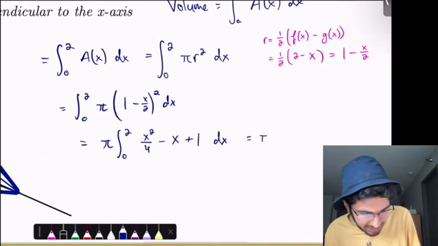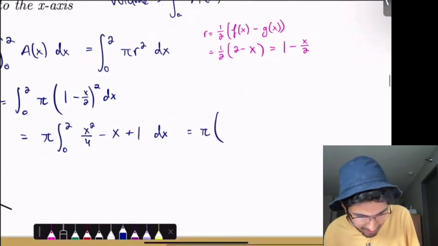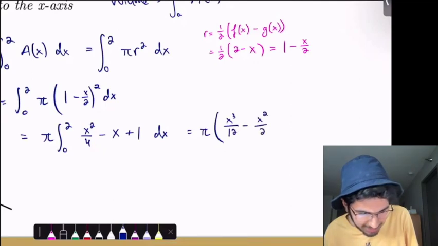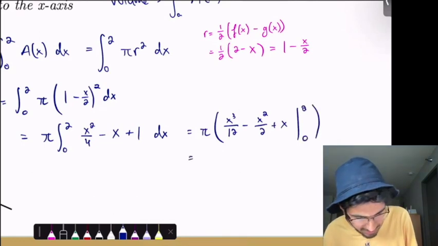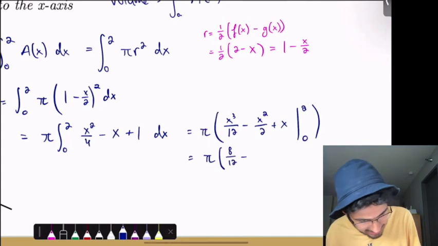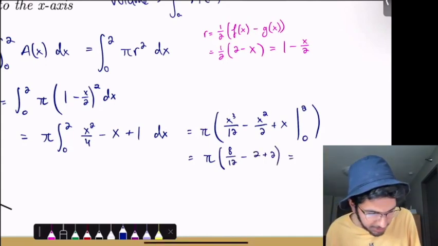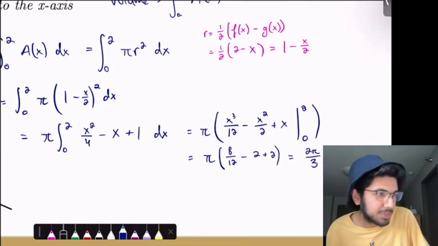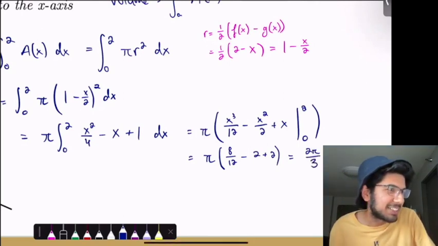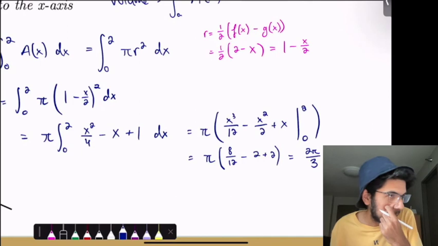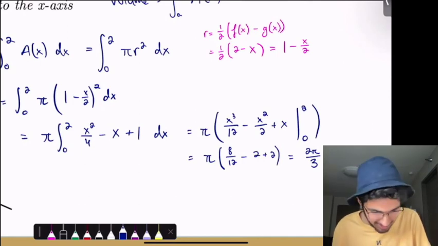This will be pi times x cubed over 12 minus x squared over 2 plus x, evaluated from 2 down to 0. That's going to be pi times 8 over 12 minus 2 plus 2, which is going to be equal to 2 pi over 3. And I hope that is the correct answer. No, it's not. What did I do wrong?